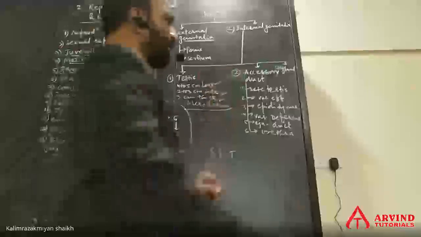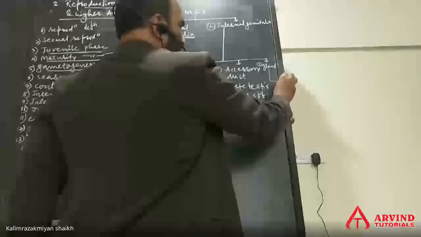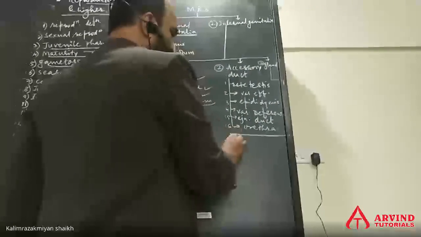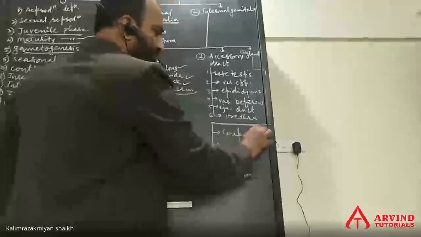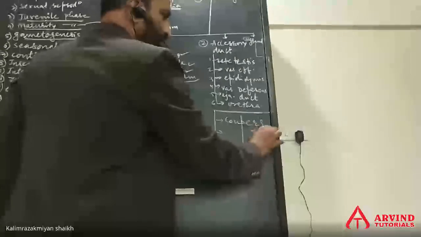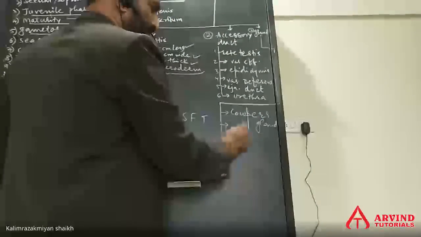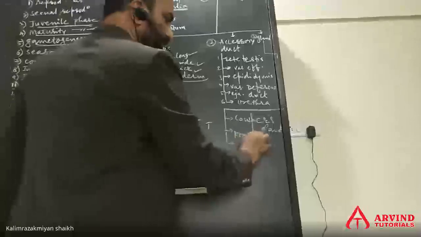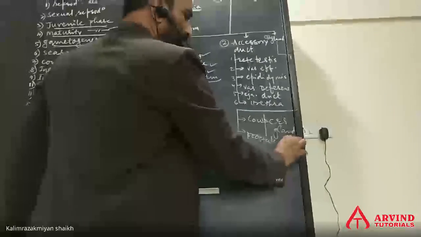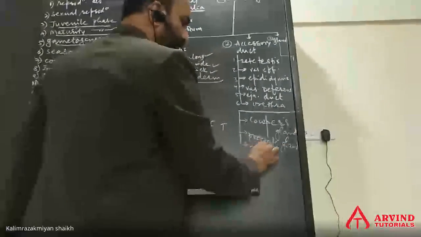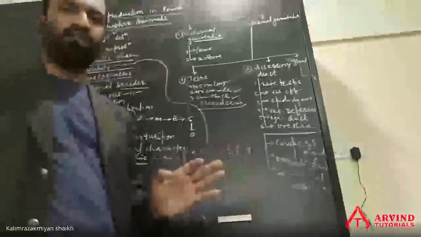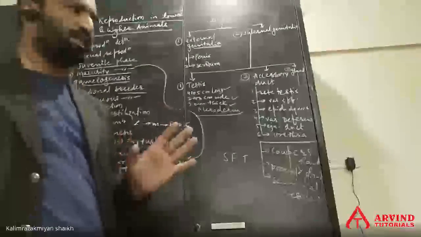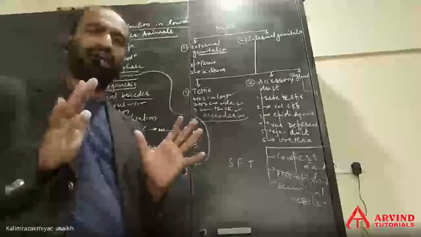And last is the gland. So what do you mean by gland? The glands which are related to the reproductive organ. First, Cowper's gland. Second is the prostatic gland, that is prostate gland. And third is the seminal vesicle. So these are the glands related to the male reproductive system. We will see in detail one by one with the help of a diagram.